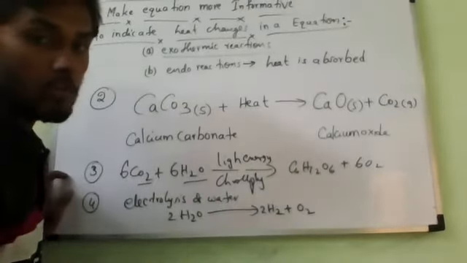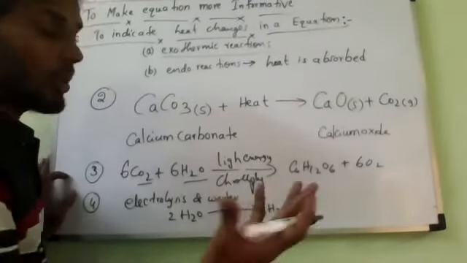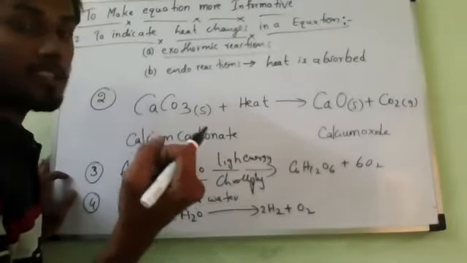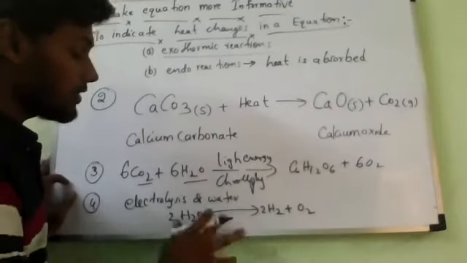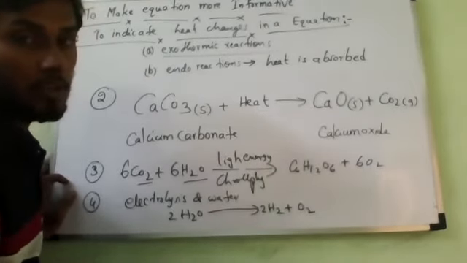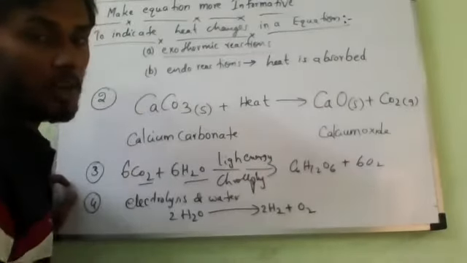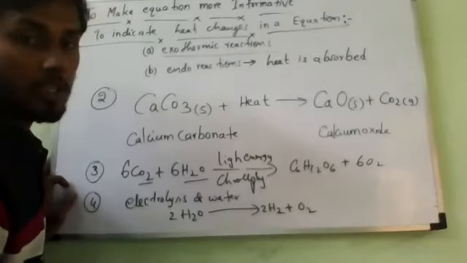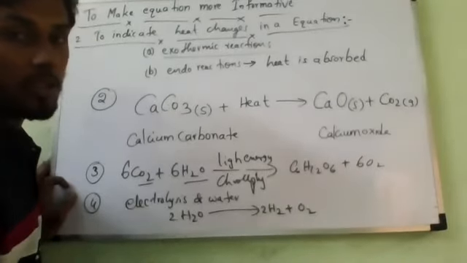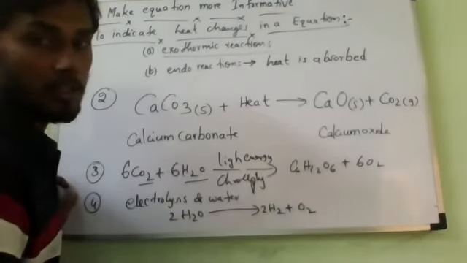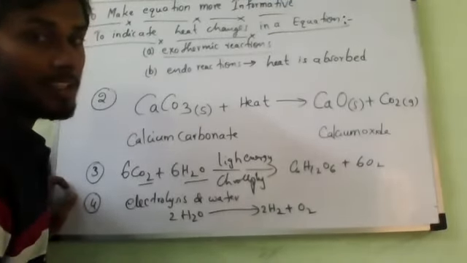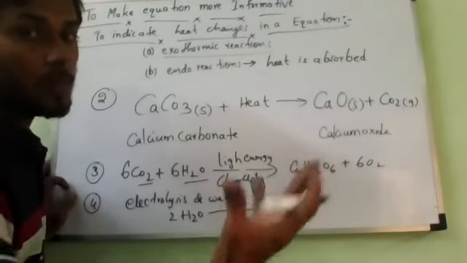In this reaction also, because of electricity, heat energy is absorbed, and only then the reaction takes place. So this reaction is also called an endothermic reaction. In photosynthesis, light is absorbed from the sun, which is why it is called an endothermic reaction. So electrolysis of water to form hydrogen and oxygen is also an endothermic reaction because electrical energy is absorbed.